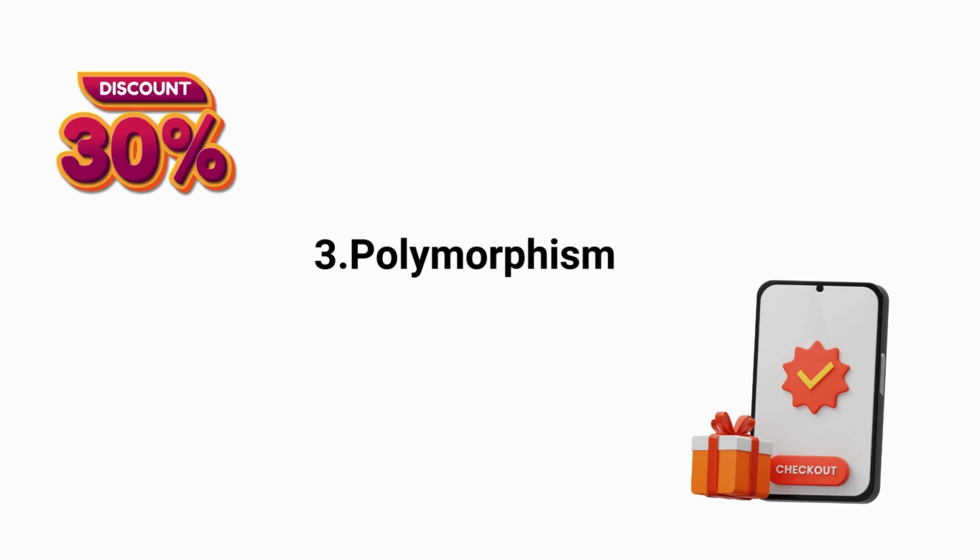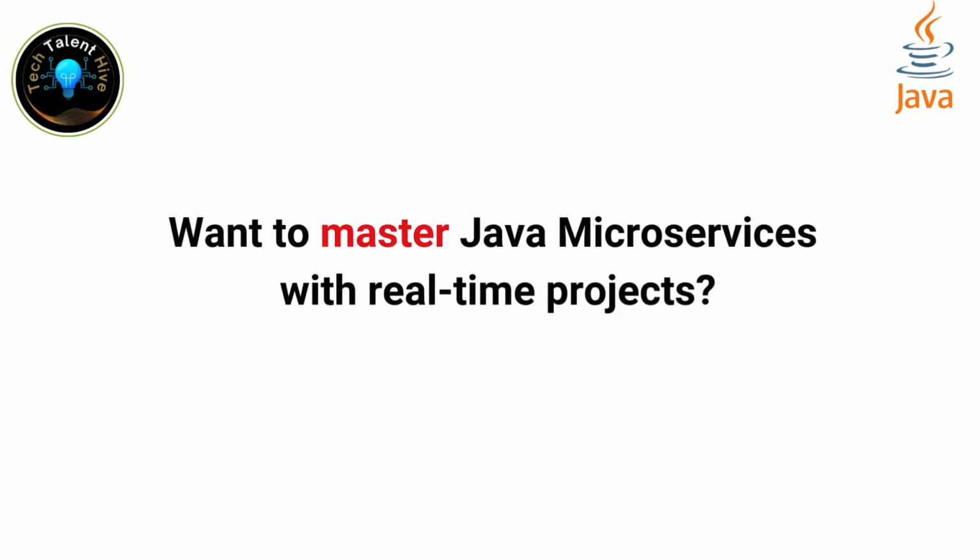Polymorphism means one entity behaving in multiple ways. Like a single method can perform different behavior while using the object. Okay. And this is just a glimpse.